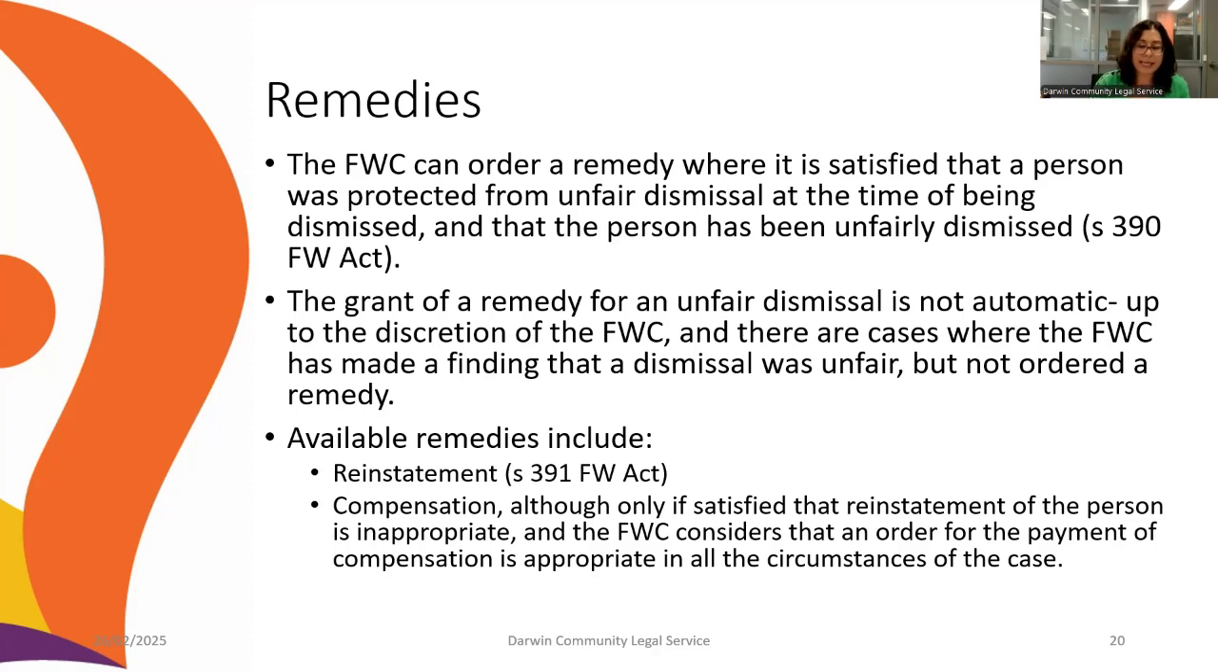The key issue isn't whether or not it would be difficult or embarrassing or anything like that. It's about whether or not you can establish enough trust and confidence and restore that viable and productive working relationship. If not, then compensation. The Fair Work Commission can only order compensation if it's satisfied that reinstatement is inappropriate and that compensation is appropriate in all the circumstances of the case.